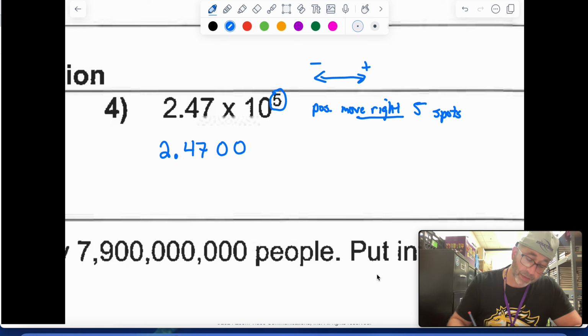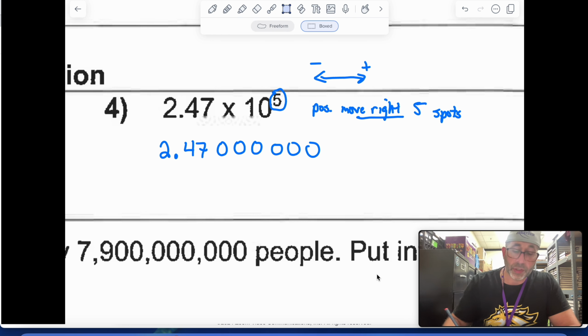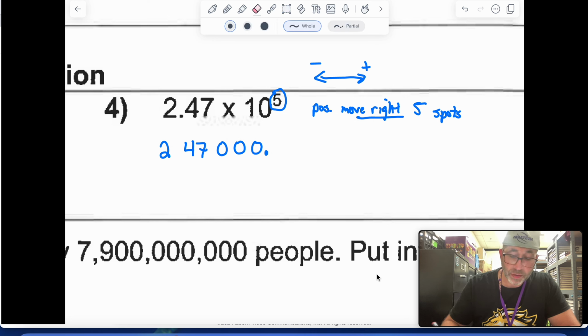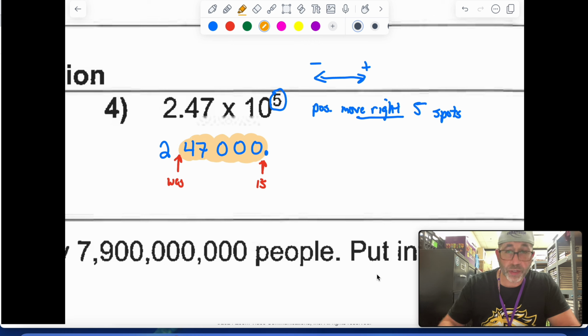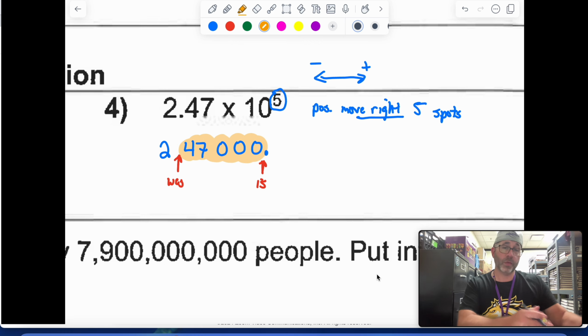And let's just create some spots here that it can move into. It's going to be moving to the right. So now let's go ahead and highlight this one and let's get ready to move it. Ready? 1, 2, 3, 4, 5. Okay, so I made some extra zeros here, and let's take a look at this. This is where it was, and this is where it is. And if we look at what happened here, we moved it 5 spots to the right.